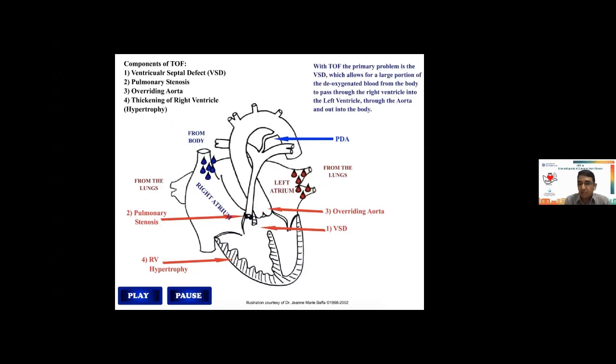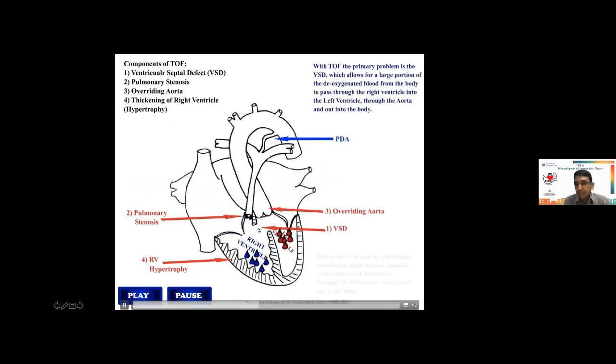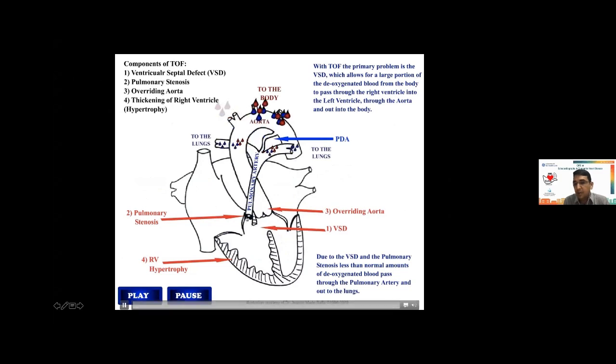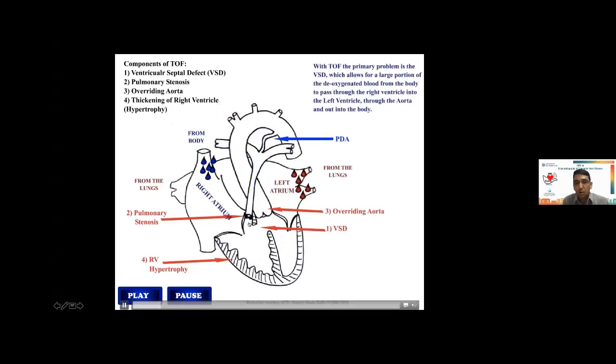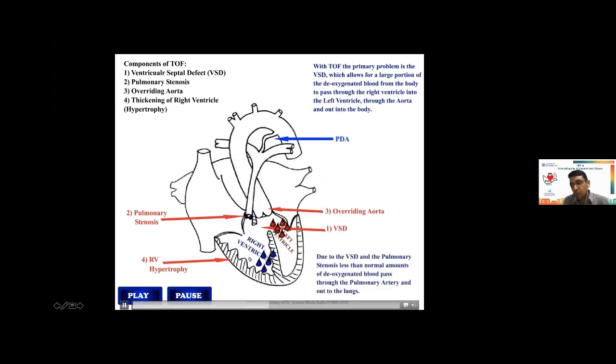So this is what is tetralogy. We have 4 components: a malaligned VSD at subaortic region, pulmonary stenosis because of this malaligned anteriorly deviated septum, narrowed right ventricular outflow, overriding of aorta, and secondary to pressure overload of the right ventricle, there is right ventricular hypertrophy.